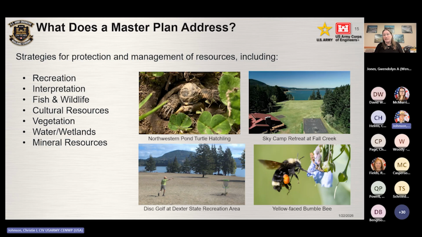We will also be integrating a NEPA document into our master plan. So a NEPA is a federal regulation that requires us to analyze the consequences of our action. And so we'll be looking at how any of these proposed land management changes might affect the resources that are protected by various federal laws or executive orders.